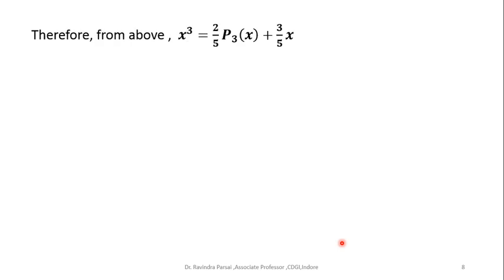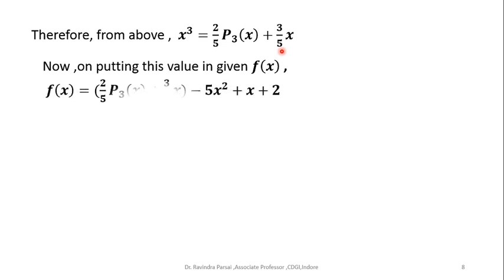Now from the above, you can obtain the value of x cube as 2 upon 5 of P3(x) plus 3 upon 5 of x. This value you can substitute in the given polynomial f(x). So you will get this expression: 2 upon 5 of P3(x) plus 3 by 5 of x, minus 5x square plus x plus 2. Just simplify algebraically. This gives the first term 2 upon 5 P3(x), the second term minus 5x square, and the third term 8 upon 5 x plus 2. Still your polynomial is not completely reduced into Legendre polynomials, so further work is required.